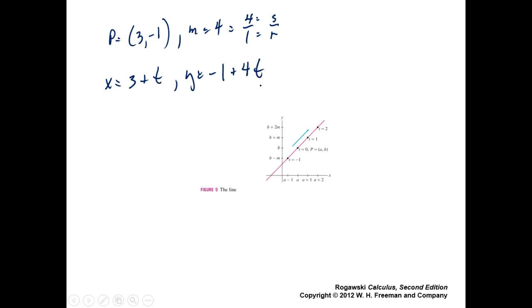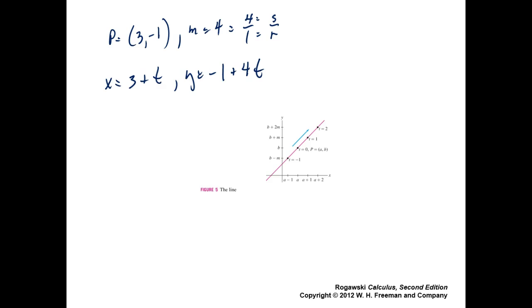Okay. Now, obviously, when T is equal to 0, that works. And the Y is going up much faster than the X is, obviously, at a 4-to-1 ratio. That's why the S over R, the coefficients there, they have to be the ratio 4-to-1. So, yep, we got it.